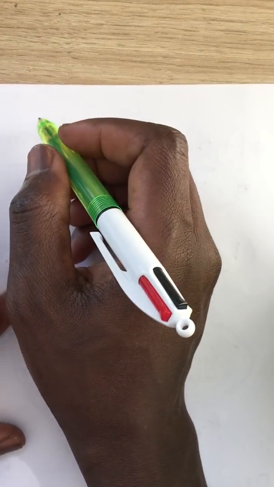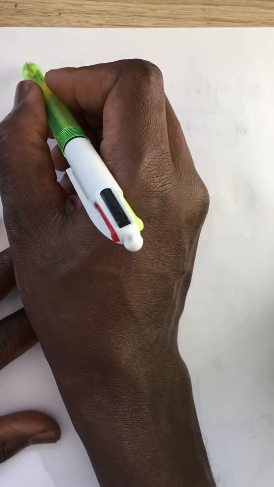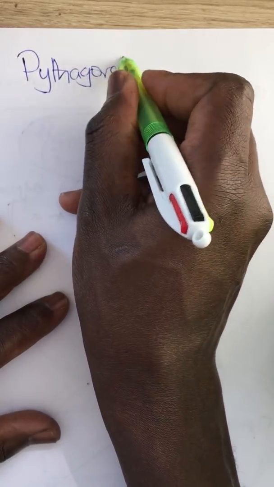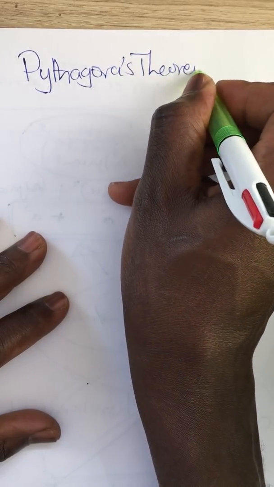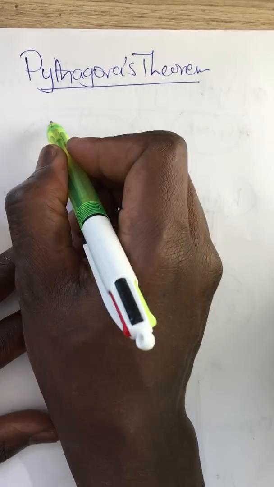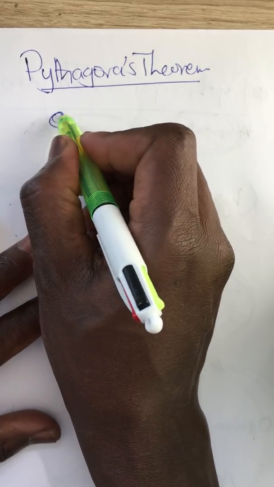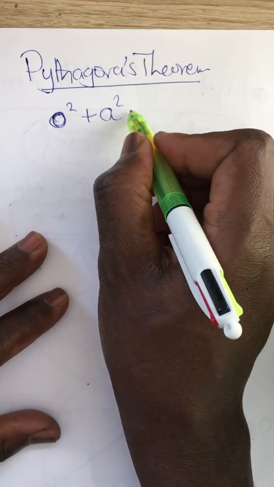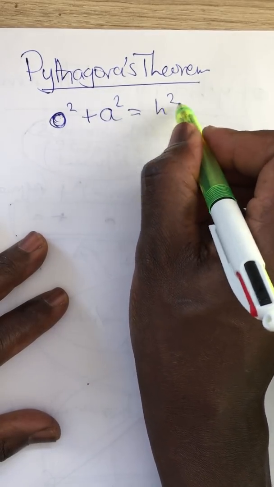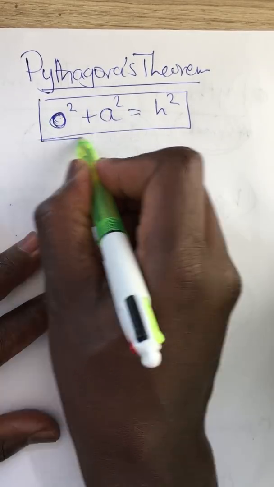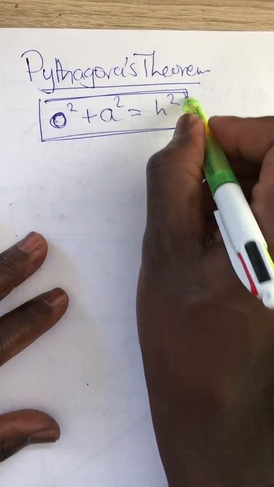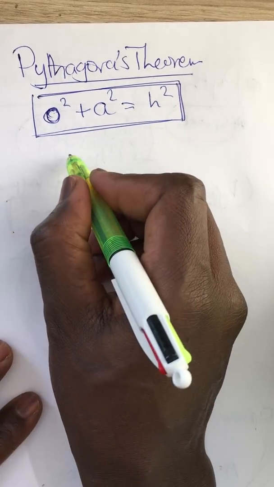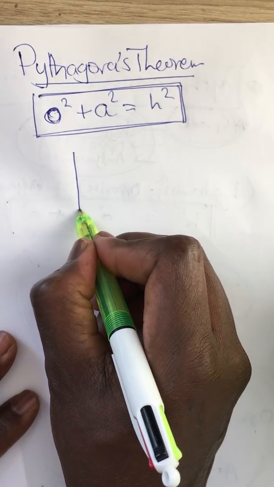So we are proving Pythagoras' theorem, which says that opposite square plus adjacent square equals hypotenuse square. So this is the theorem of Pythagoras, the Greek philosopher who came up with this theory. How true is it? So we're going to use our right angle triangle.